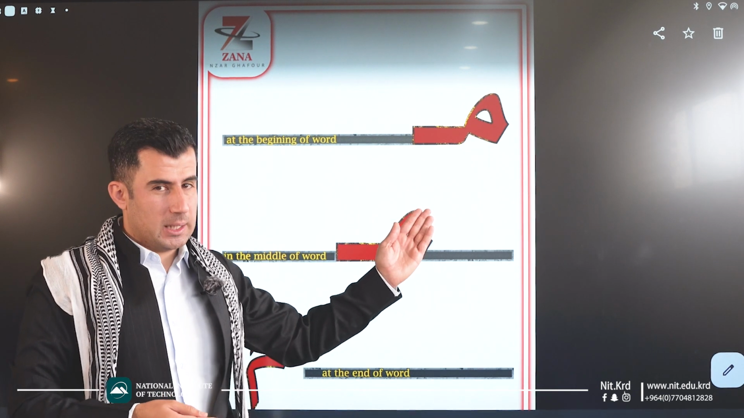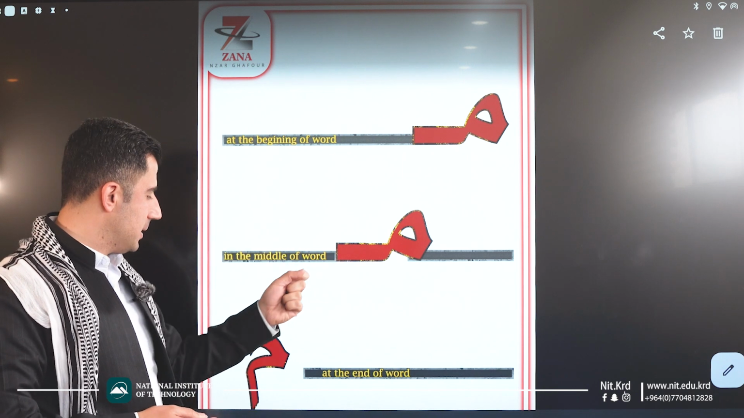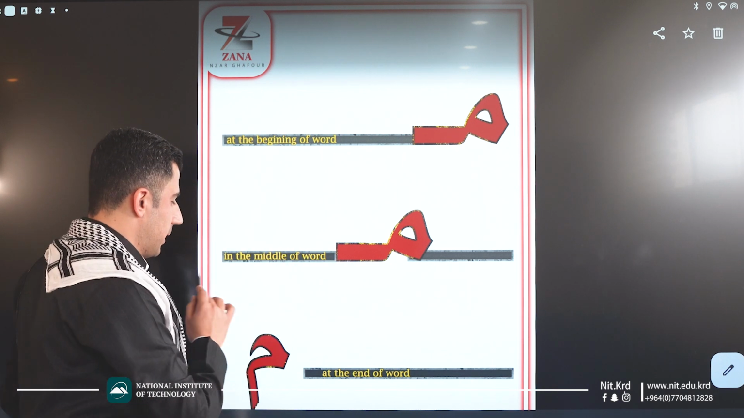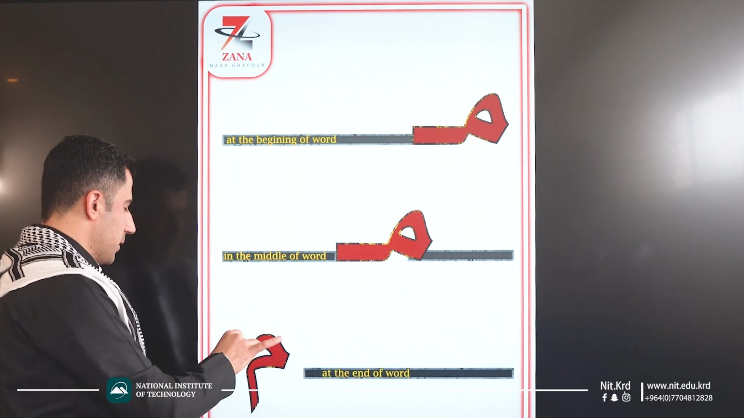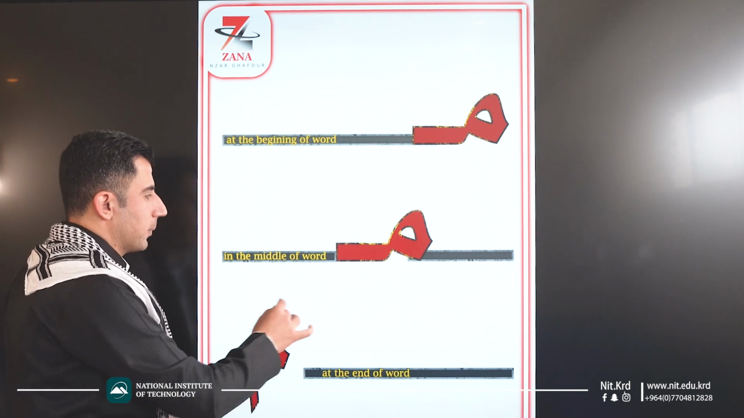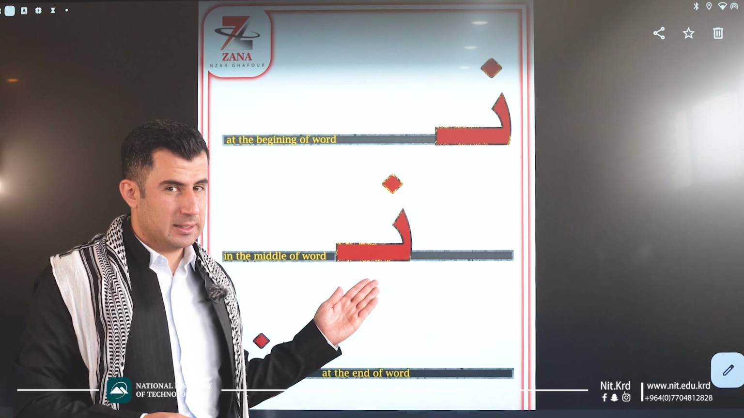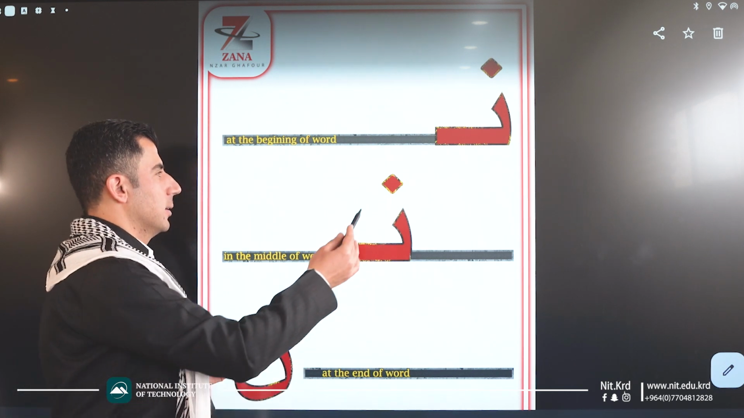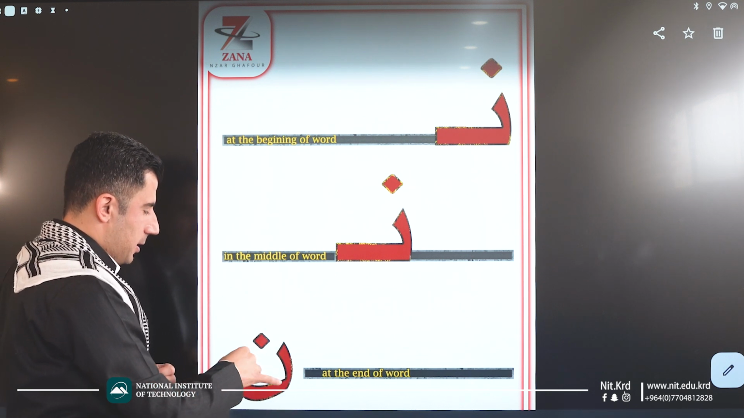This one is me. At the beginning of the word, in the middle, and at the end, be careful. At the end, we have to do it like this. It's not like the previous one where we close it. No, we have to do it like this. That's me. This one is ne. At the beginning, in the middle, and at the end of the word. This is ne.